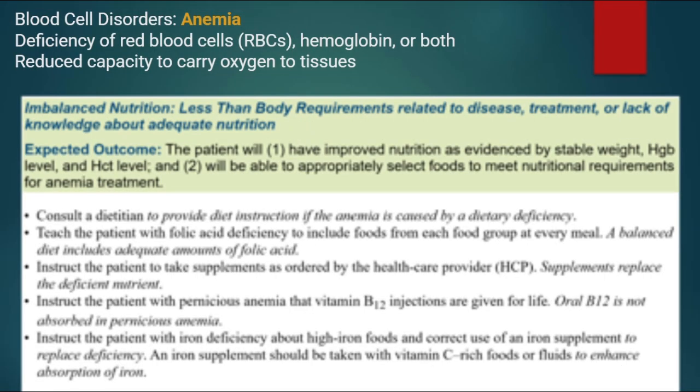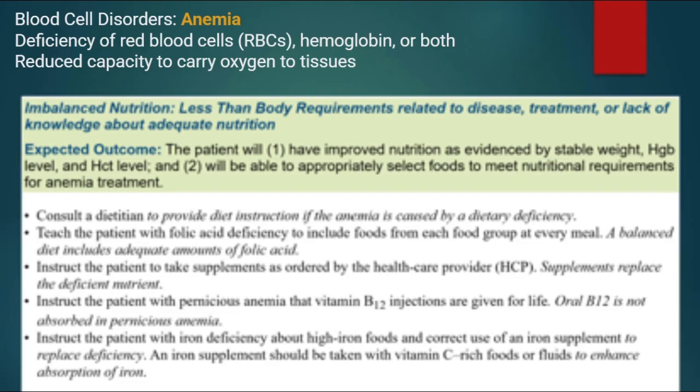This nursing diagnosis addresses imbalanced nutrition, less than body requirements, which is common in anemia when patients either lack nutrients, have poor absorption, or don't understand proper diet choices. The expected outcome is that the patient will improve nutrition as shown by stable weight, hemoglobin, and hematocrit levels, and will also be able to identify and select foods that meet nutritional needs for anemia treatment.